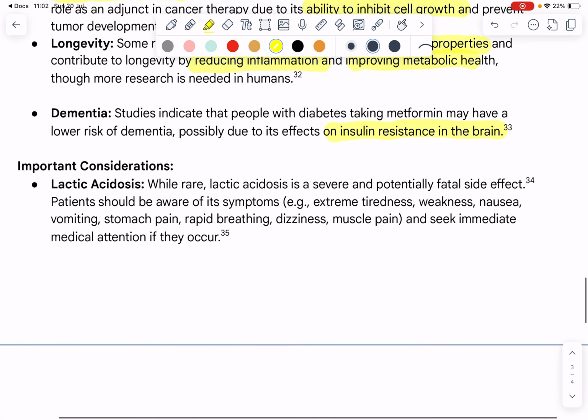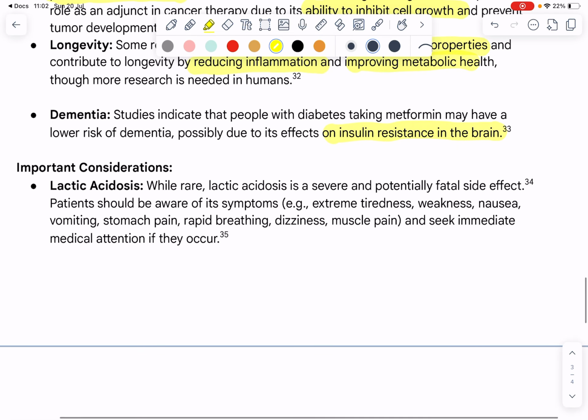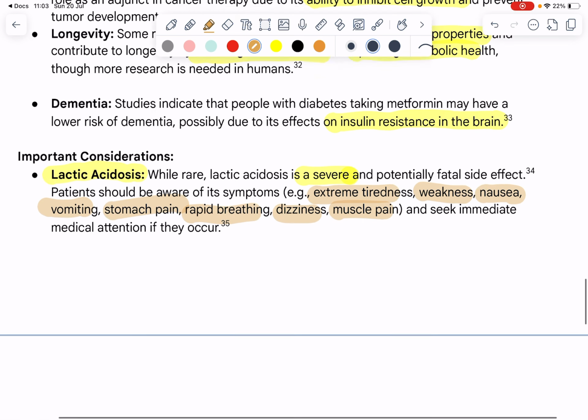An important consideration to keep in mind is that, although it is a rare side effect, lactic acidosis can occur in individuals who are taking metformin, and it can be severe as well. What symptoms do you need to identify to make sure that the patient has lactic acidosis? Please remember, the patient may have extreme tiredness, weakness, nausea, vomiting, abdominal pain, rapid breathing, dizziness, as well as muscle pain. If the patient experiences these symptoms, they need to take immediate medical attention.